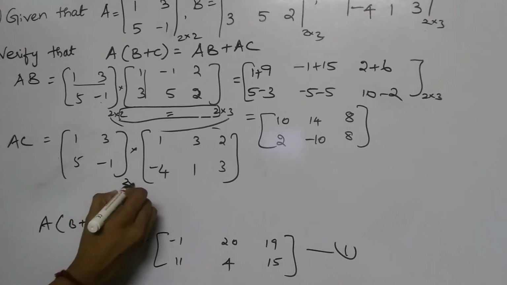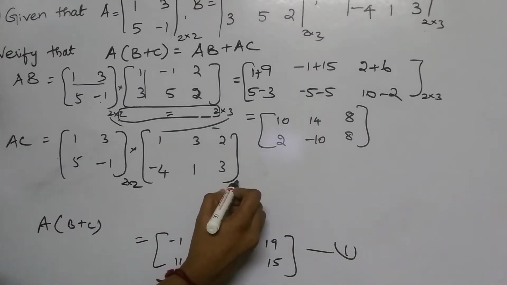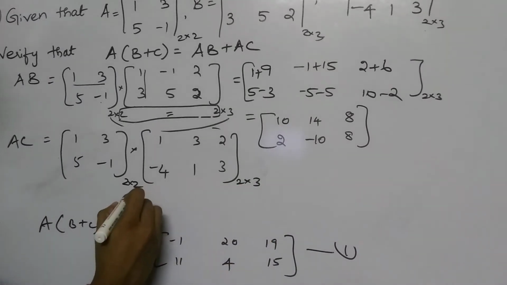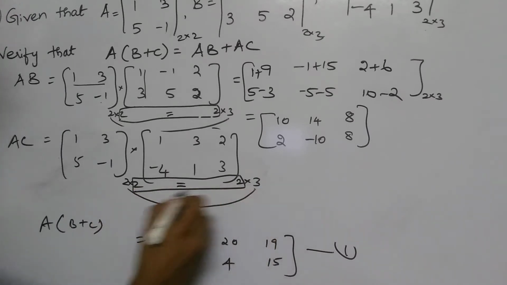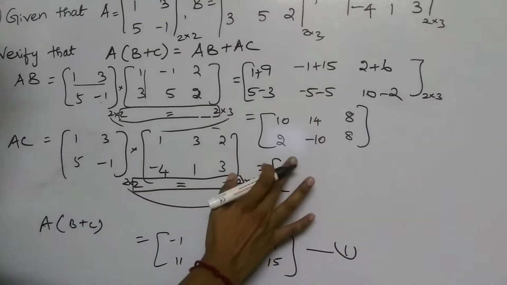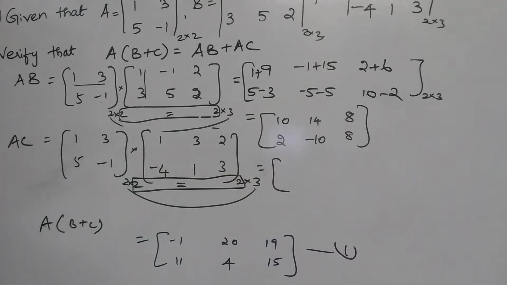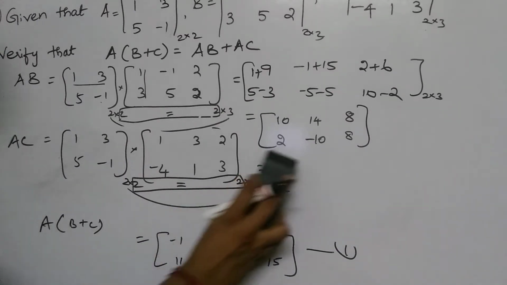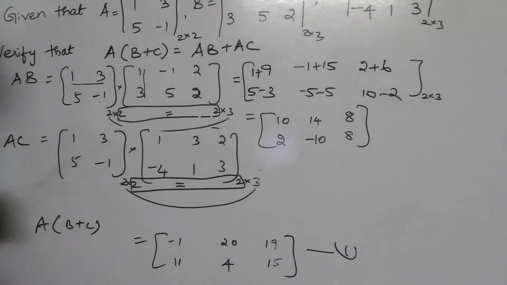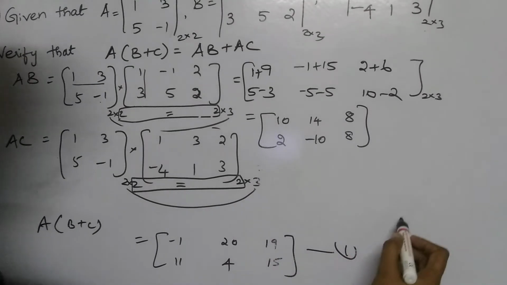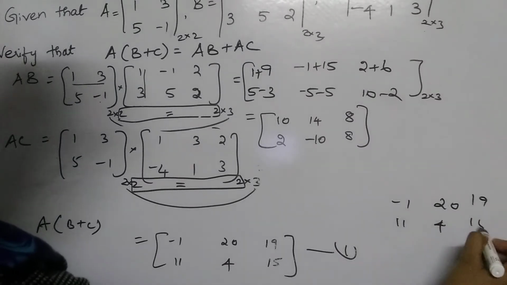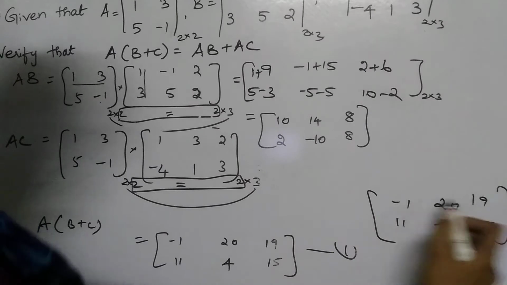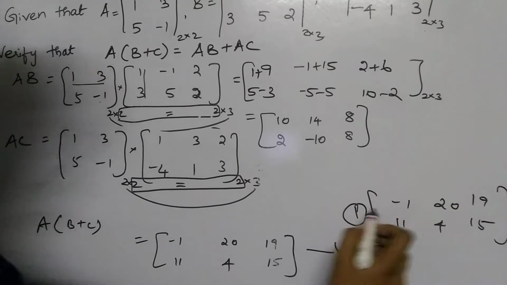Here A matrix is 2 by 2. B matrix, C matrix is again 2 rows, 3 columns. So here the column and the row are equal. So the resulting will be of order 2 by 3. That means 2 rows and 3 columns. So we will write it on the last. Minus 1, 11, 20, 4, 19 and 15. Okay, we will write this answer, first equation. Okay, here last.